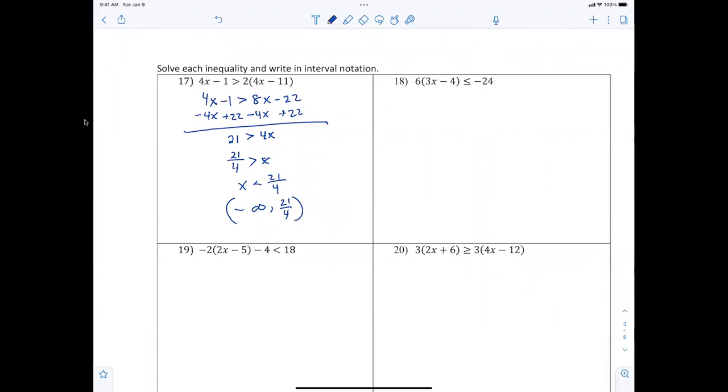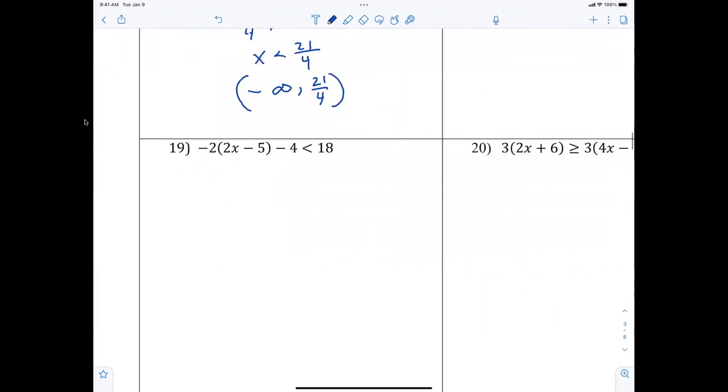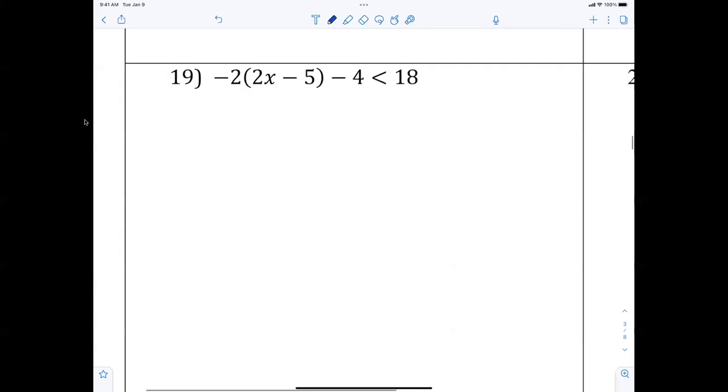All right, now, just to review, let's look at 19. Whenever you multiply or divide by a negative, you have to do what? Change the inequality sign. All right.